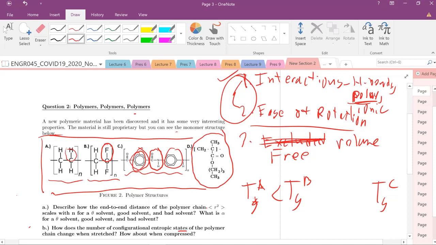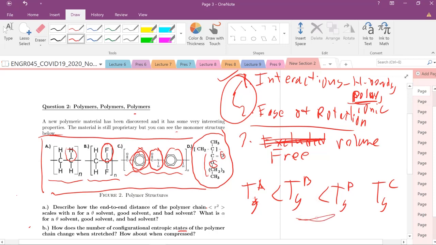So do we have any interactions? Well, possibly due to some of these, you might have some polar interactions going on here, but they're not super strong, again, just oxygens, not too bad. But what about the ease of rotation? If this molecule wants to rotate around here, that's going to be extremely difficult. So that's why I would put my TG of D greater than my TG of B.